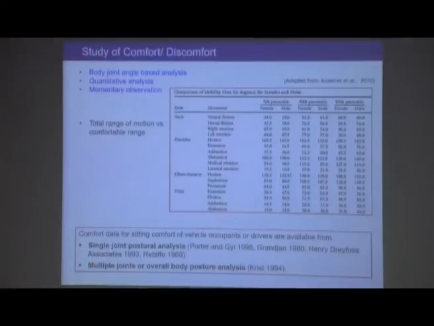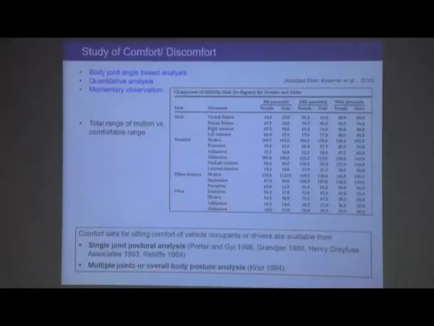Now, different comfort databases are available for driver or occupant packaging. So, we find that these are the references for single joint postural analysis. From this reference, we can evaluate for a particular body joint, whether it is shoulder joint or elbow joint or wrist joint, whether that joint is within comfort range or not.